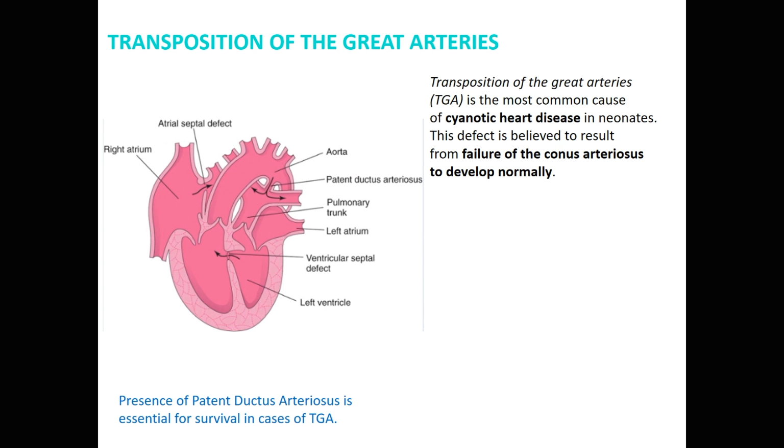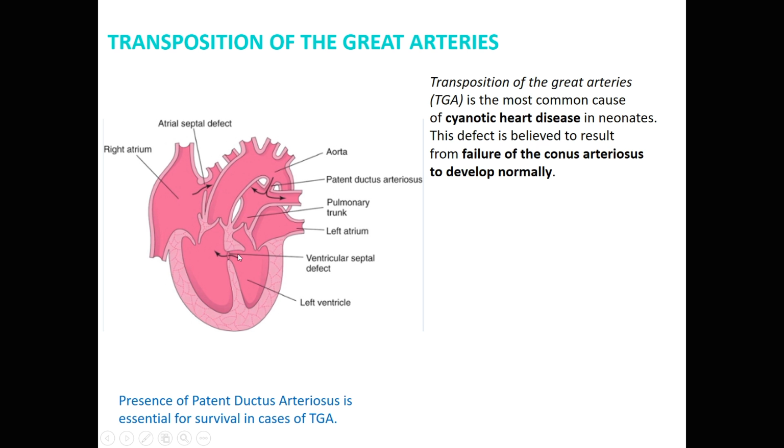Transposition of the great vessels is another important condition to understand. What happens here is the septum actually forms improperly. So instead of having your right ventricle hooked up to your pulmonary trunk, it's now hooked up to your aorta. So now your deoxygenated blood is pushing up into here.